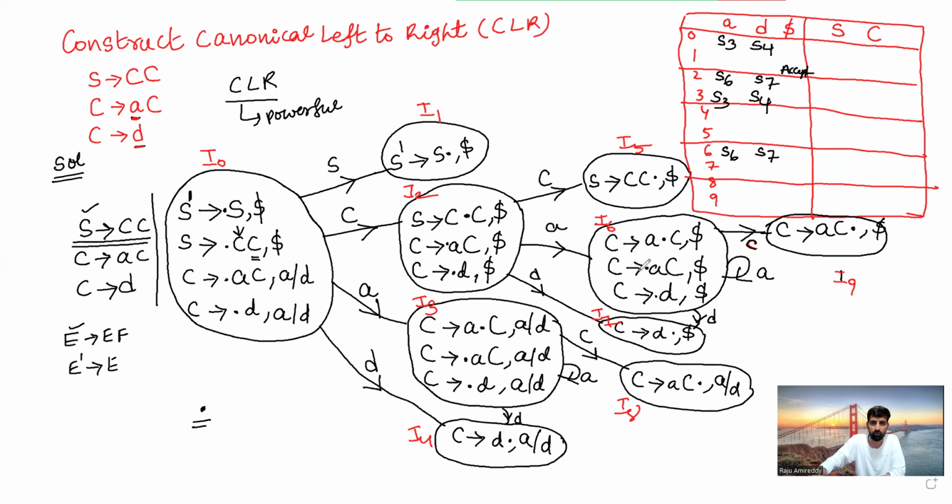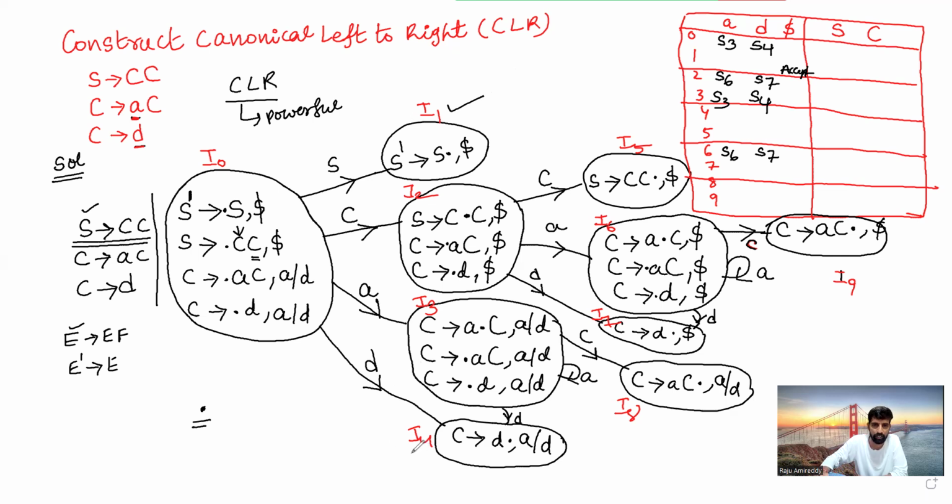Okay. Now I7 is there. It does not go anywhere. So we completed S3, S4, S6, S7. These are called shift moves. Now if you see the final moves, in the augmented grammar this is called accepted.